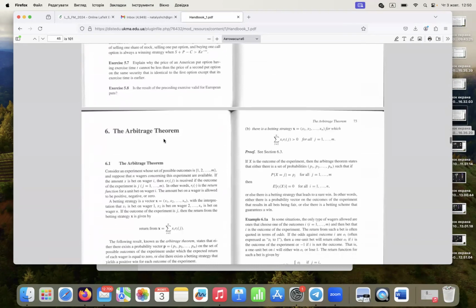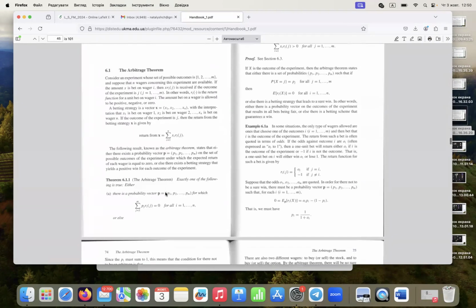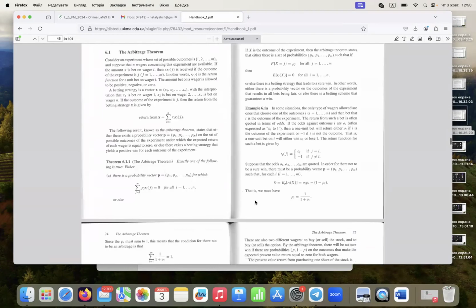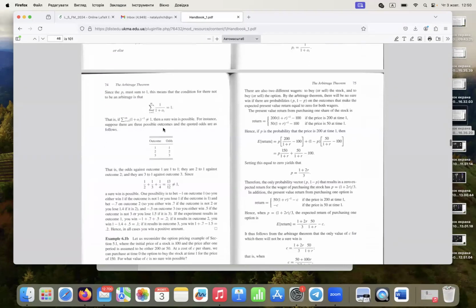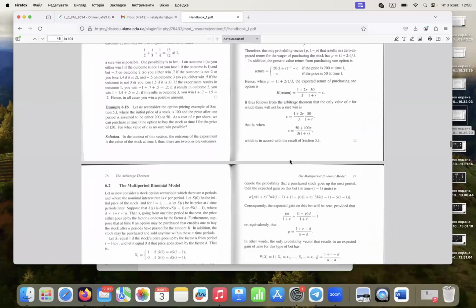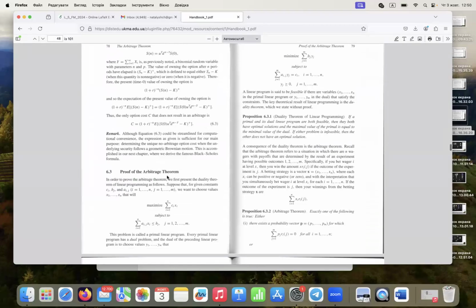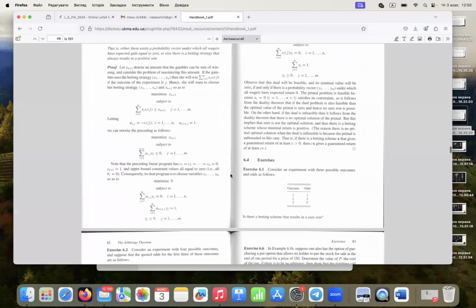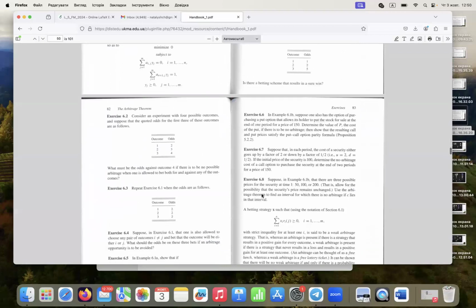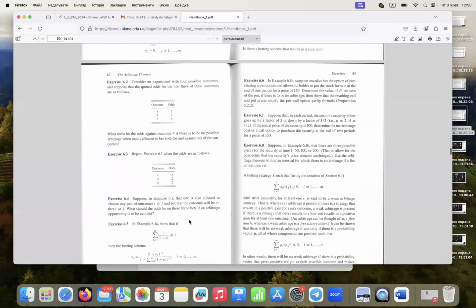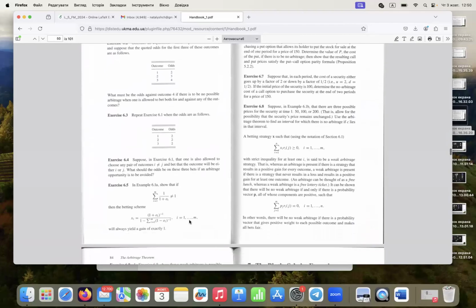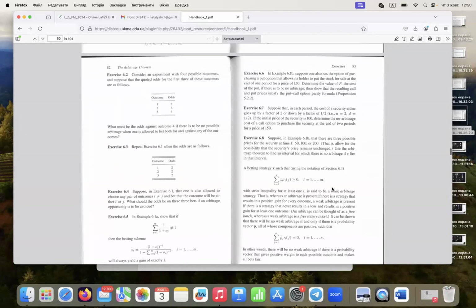The arbitrage theorem: you can write about this return function. It is an example of how to compute risk neutral probability. It's a different example. And you can read about the proof of the arbitrage theorem and exercises. You can find there 6.1, 6.2, 6.3, 6.4, for example this one with solution.